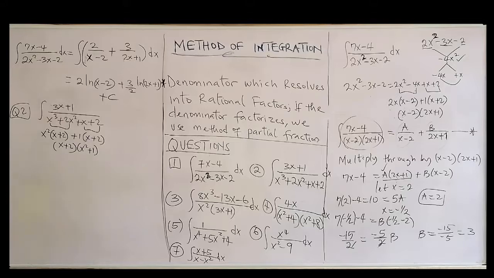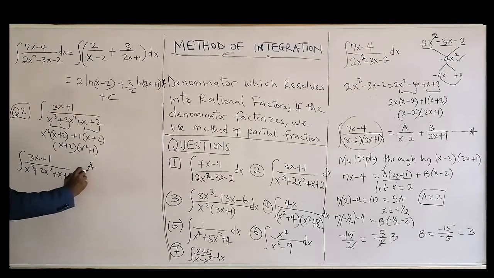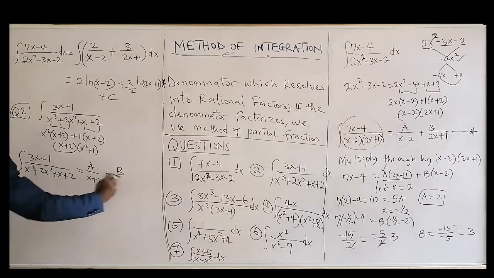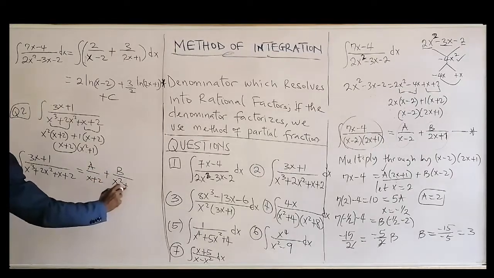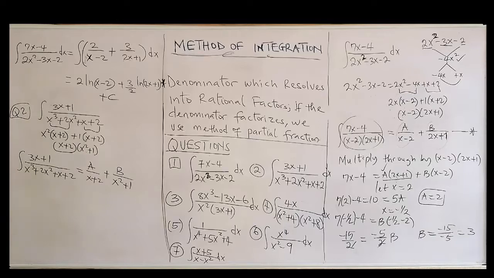So you can see that my denominator now can be resolved into rational factors, which mean fractions. Rational factor means fractions. So we now have the integral of 3x plus 1 all over s cubed plus 2x squared plus x plus 2 will give me a over the linear factor s plus 2, then plus b over, this one is not linear, but it is quadratic.